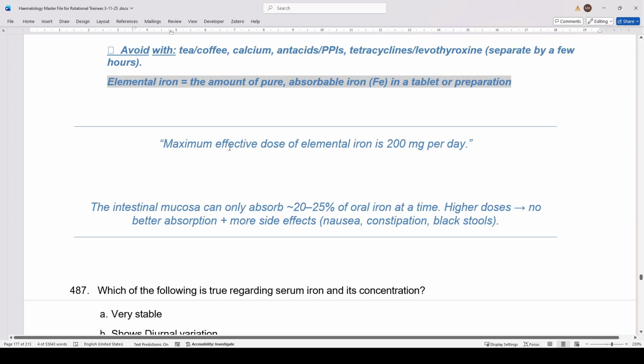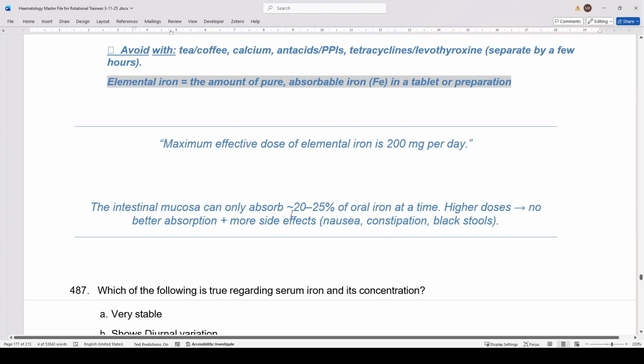Okay, the maximum effective dose for elemental iron in the brand is written as 200 milligrams per day. But we usually give lower than that, because the intestinal mucosa can only absorb 20 to 25% of oral iron at one time. Higher doses have no better absorption, and they have more side effects like nausea, constipation, and black stools.